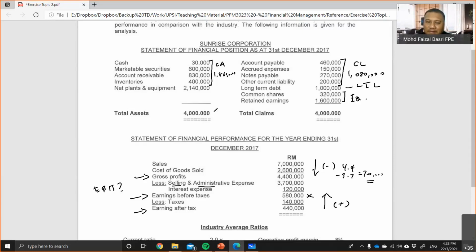After EBIT, we have EBT, because EBIT minus interest gives EBT. So if we reverse from EBT 580,000 and add 120,000, you will get the same answer, 700,000. EBT plus interest, then you get an EBIT of 700,000 as well. So that's the trick here. This is where you need to know the structure of your statement.